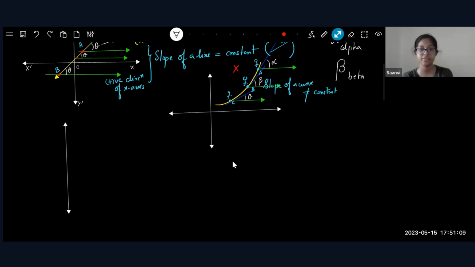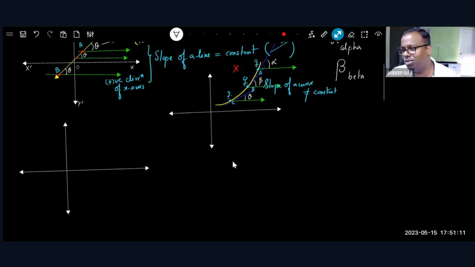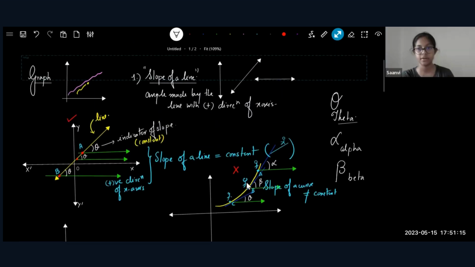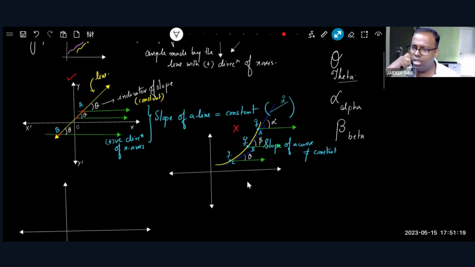Sir, I have a doubt. Yeah, please, whatever doubt you have, you can ask. Sir, the slope of a curve, when will we actually learn it? Do we learn it this year? We do not learn it, but we will give some examples. Slope of a curve is never constant. And you cannot apply the approach of a line, like taking the positive direction of x-axis, because the curve itself is not a line. A curve is a curved figure.